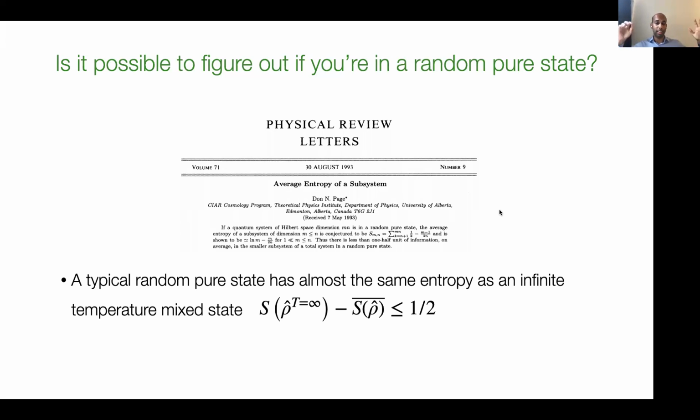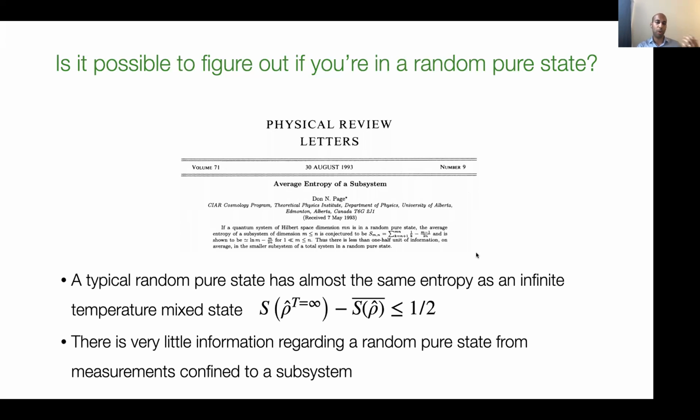And remember, this is even if you're as big as, for example, half the subsystem. Imagine you're half the size of the universe. Imagine for some reason you could do measurements on half the universe, which is unrealistic. Even in that extreme case, you could almost never figure out if you were in a pure state or an infinite temperature mixed state. So there is very little information regarding random pure states from measurements confined to a subsystem.